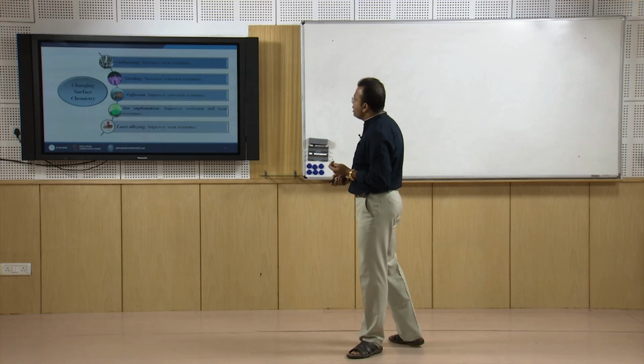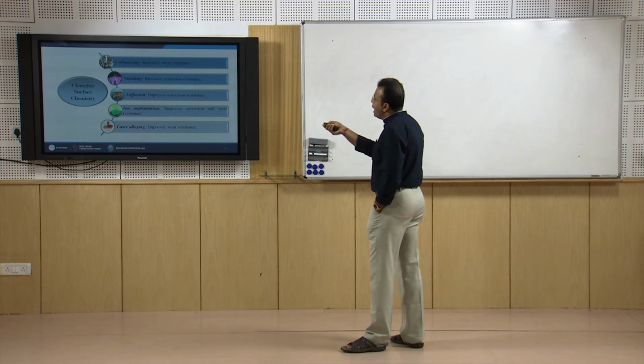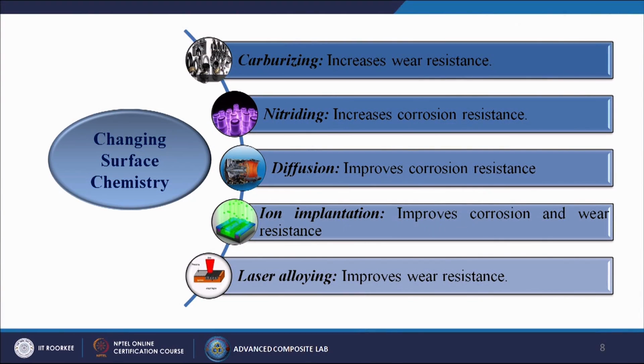Next, changing the surface chemistry. How can we do it? We can do it by the carbonizing method, which will increase the wear resistance. Carbonizing is nothing but, in a carbon environment, either we heat that material or we add carbon content to that particular material, so that the material will be resistant in some particular environment.